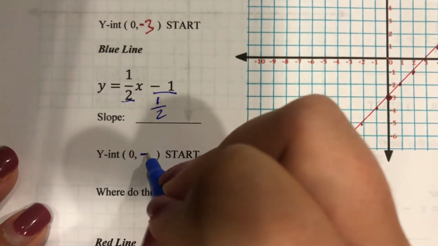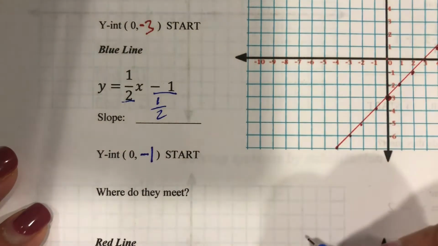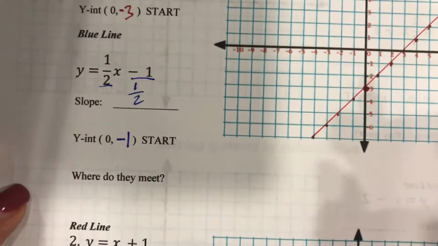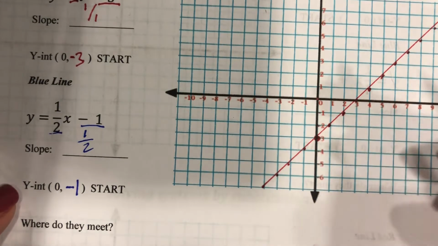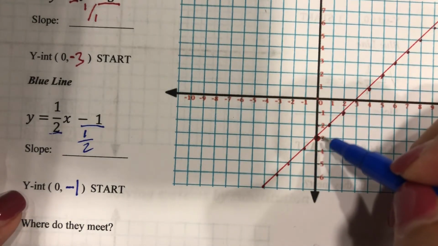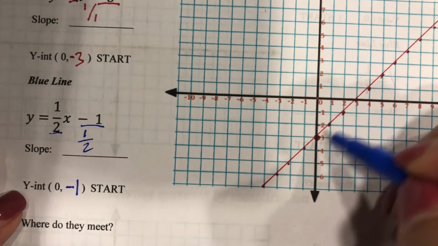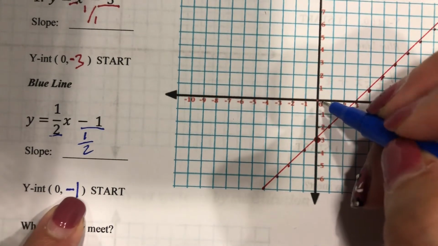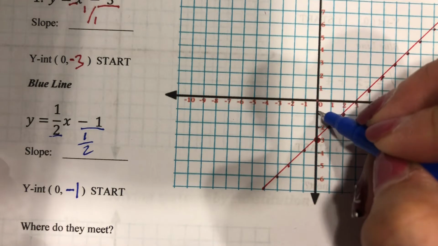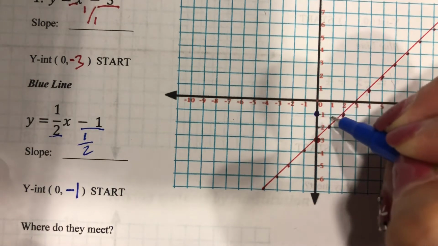So it's also going to be a negative, so -1. So we're on the same graph. So instead of starting at -3, we're going to still start at 0 as if this line wasn't even there. So start at 0, and we're looking at -1. So from 0, go down 1 and plot your point.